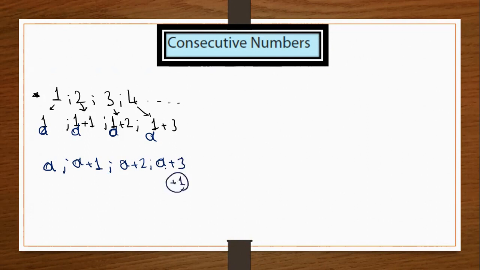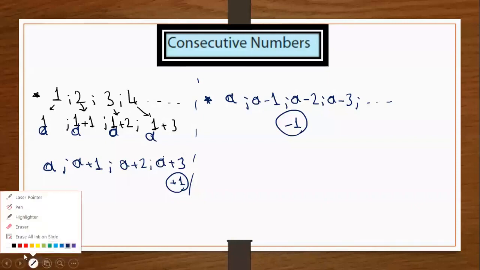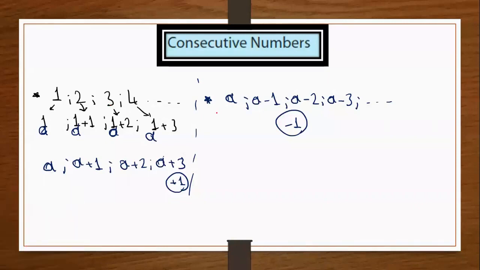It doesn't need to increase like this. It could be something like this too, let's say a minus 1, a minus 2, a minus 3. It could go like this too, but the difference between them is 1. See there, one is increasing by 1, and the other is going down by 1. This is for the normal consecutive numbers.